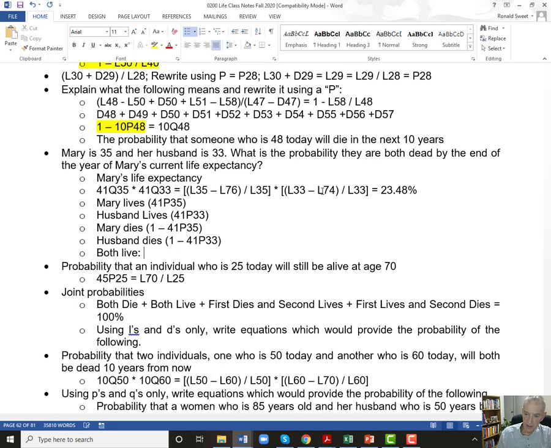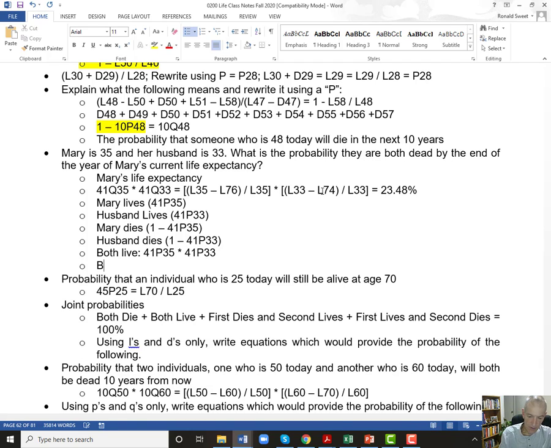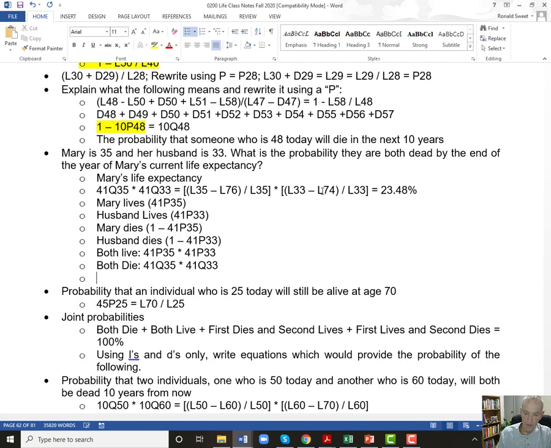If they both live, then that's going to be 41P35 times 41P33. They both die, that's the one we just did. That's going to be 41Q35 times 41Q33. But you can't have Mary lives and husband dies. So that's certainly a possibility.